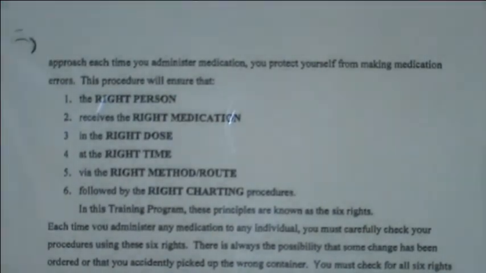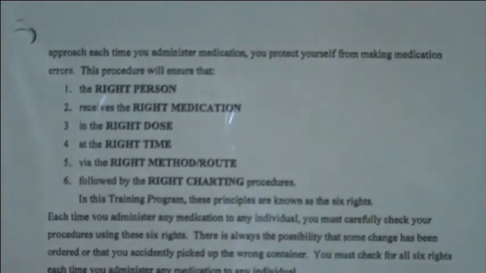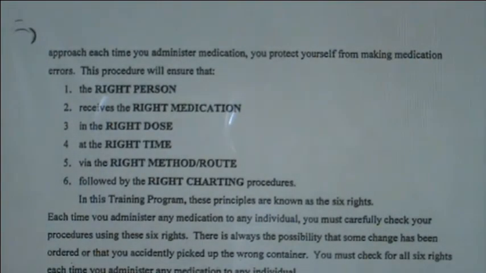Right number 1, is this the right person? Especially if you're new and you're not familiar with your resident, you need to identify the resident. On the MAR, the date of birth is on there. You can ask the resident, Mr. Jones, please state your full name and your date of birth. They'll tell you, my name is Jack Jones. My date of birth is 5155. Then you look on the MAR, it's Jack Jones. Date of birth is 5155.